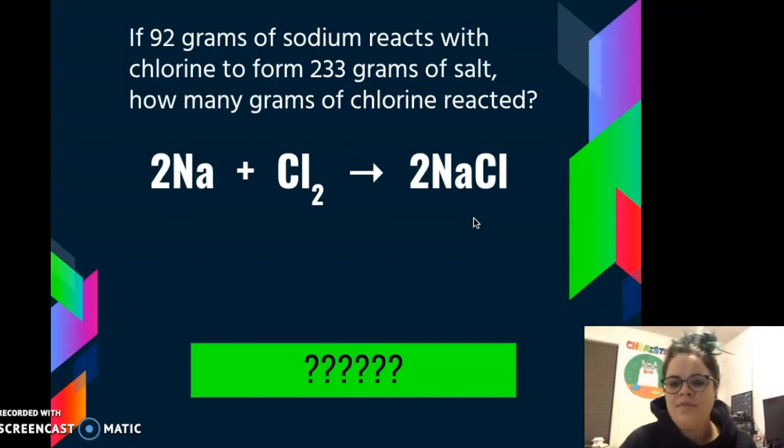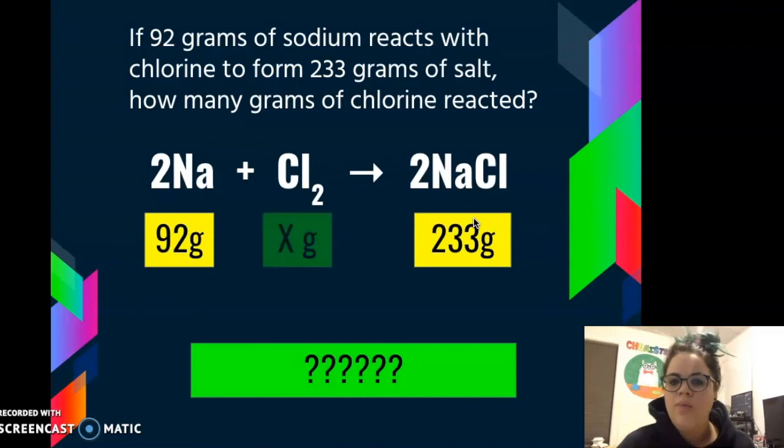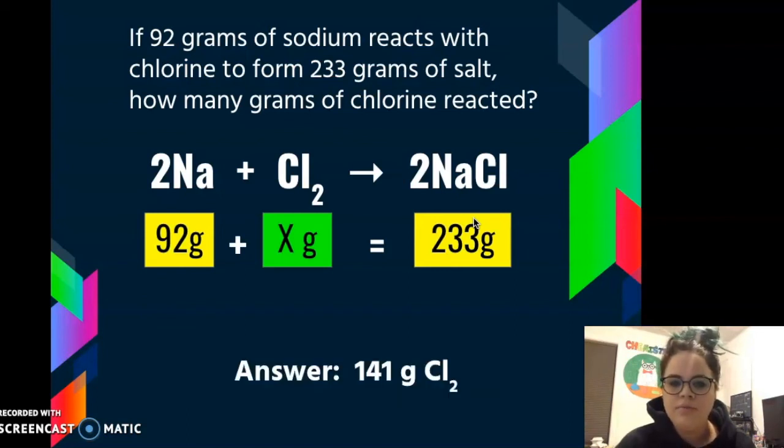They in fact give you the grams of sodium chloride, and they want to find the grams of chlorine. If they give you every single value except one, you get to use the law of conservation of mass, which is the mass of the reactants equals the mass of the products. So for this type of problem, all you need to do is set up an algebraic expression and solve for x. Okay, 233 minus 92 gives you 141 grams of chlorine.